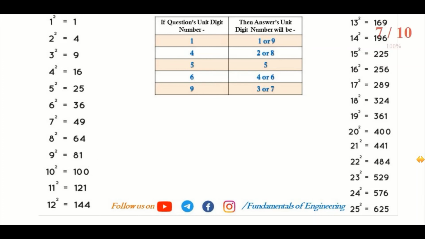We will take another example. That is 12544, square root of this number. So unit digit 4. So the answer's unit digit will be either 2 or 8. So I will write it here.